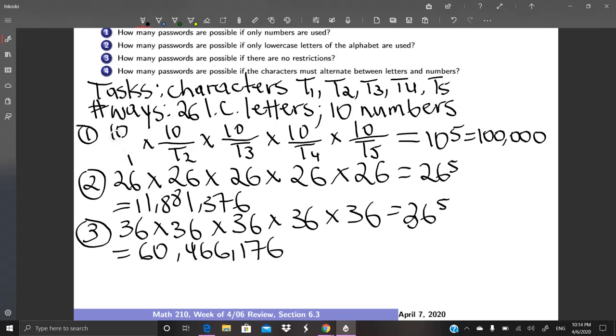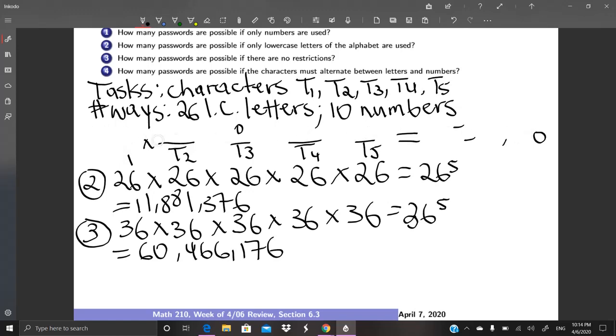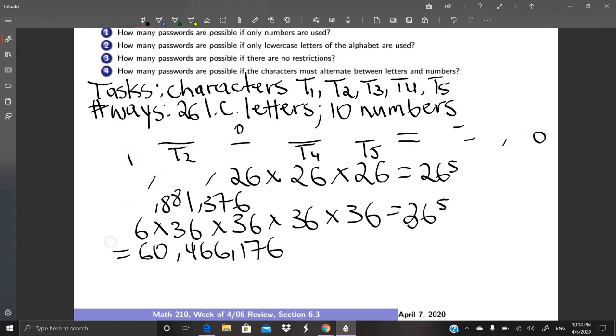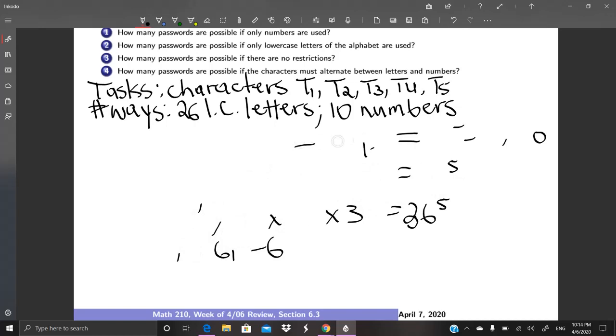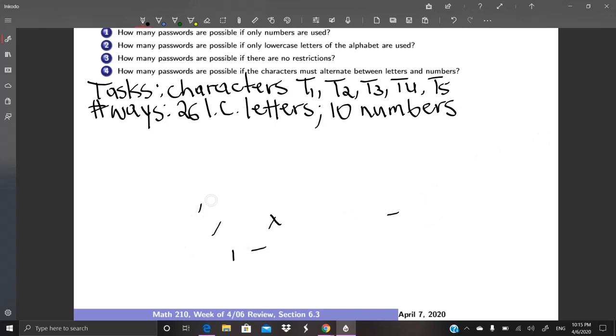Now let's answer number 4. So I'm going to go ahead and erase some of this stuff over here. If you look at number 4, it says how many passwords are possible if the characters must alternate between letters and numbers. So that's a little bit tricky, because we know we have 5 characters. We're alternating. So does that mean that we start with a letter and then number, letter, number, and so on? Or do we start the other way around, right? So you can either start with a letter and go that way, or you can start with a number and then go that way. So we have to account for both possibilities here.